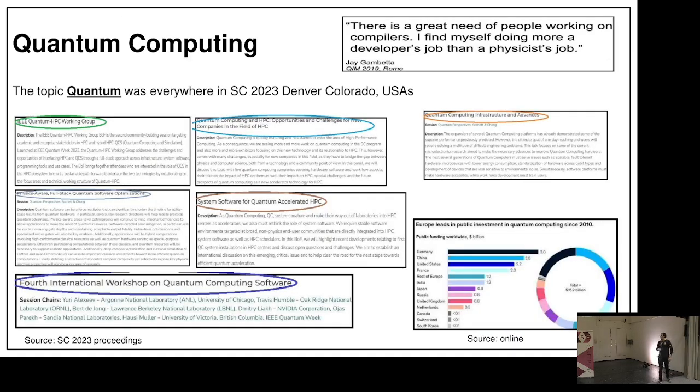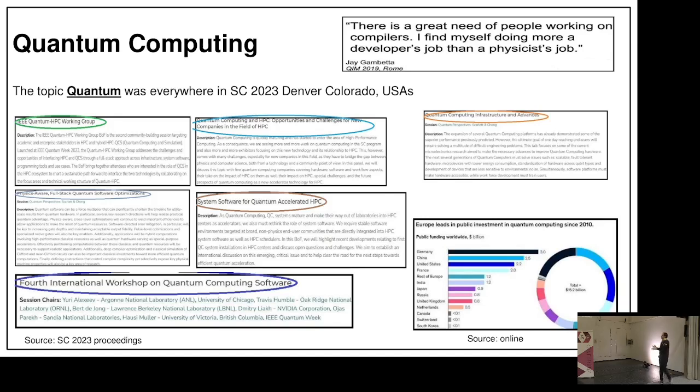The other thing is quantum computing. I'm not talking about quantum computing, but I was at a supercomputer conference last year in Denver, Colorado, in which quantum computing was everywhere. So that's one more example of how the architectures will change in the next years.